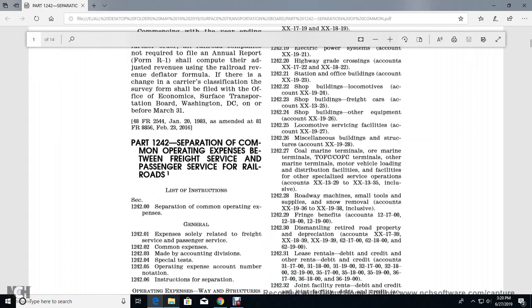Alright, Part 1242, Separation of Common Operating Expenses between Freight Service and Passenger Service of the Railroad. 1242.00, Separation, list of instructions. 1242.00, Separation of Common Expenses, General. 1242.01, Expenses solely related to Freight Service and Passenger Service. 1242.02, Common Expenses. 1242.03, Made by Accounting Divisions.